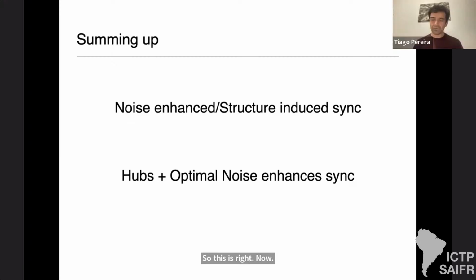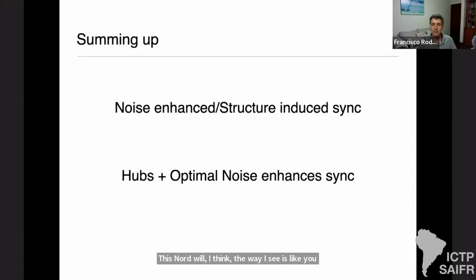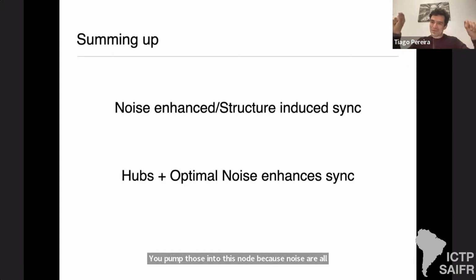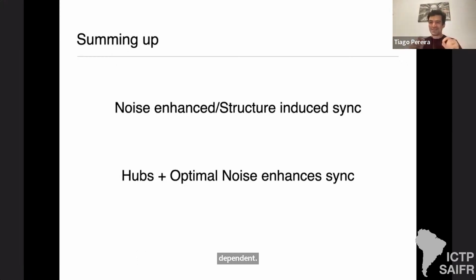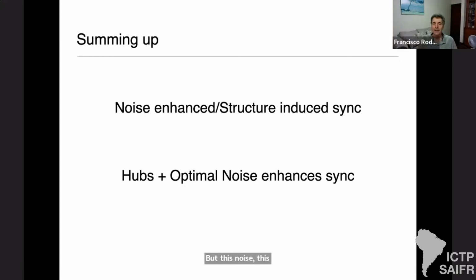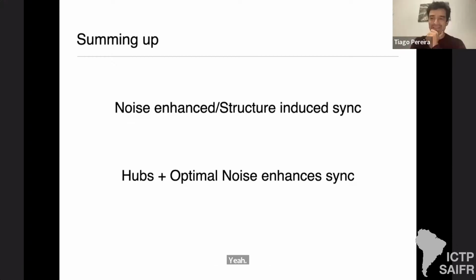Basically, the effect is like you have a node, and you pump noise into this node. Because the noises are all independent, this node will be able to send common noise to quite a few nodes, right? Although you pump noise into every node, the hub has this special role in spreading it. Okay, effectively. Okay.